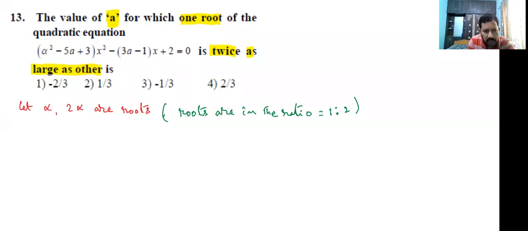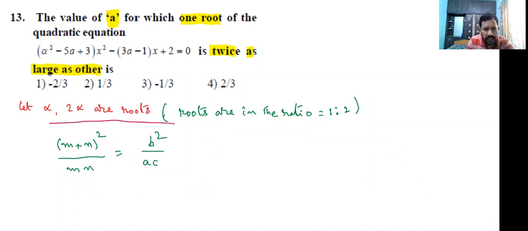We know the shortcut formula. If the roots are in the ratio m:n, then (m plus n) whole square divided by mn is equal to b square by ac. A is the x square coefficient, b is the x coefficient, c is the constant. Now here observe the quadratic equation. This is the x square coefficient, this is the x coefficient, this is the constant term.